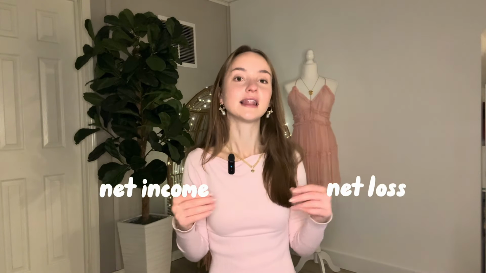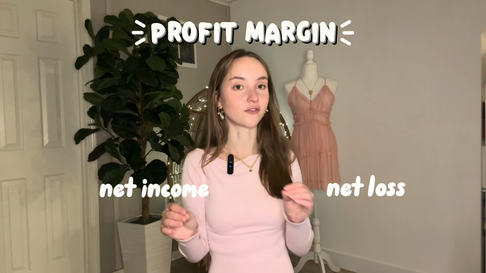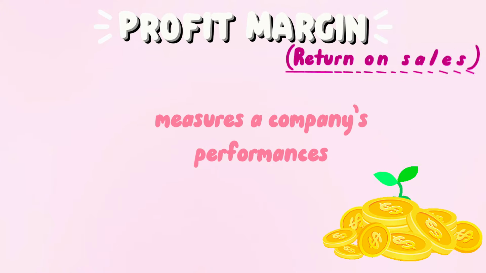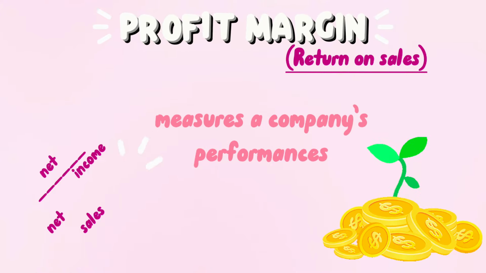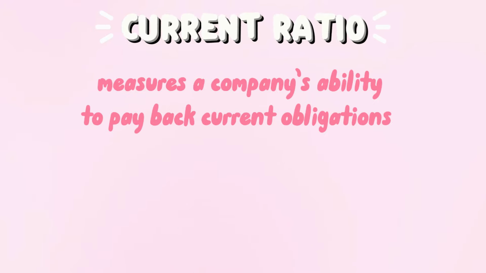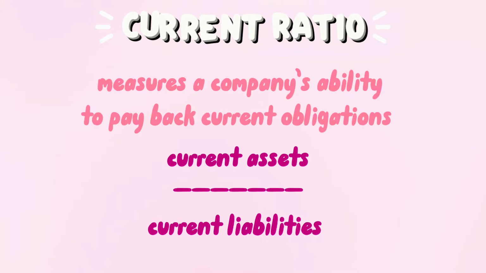Since we talked a good deal about income summary and finding out if our company worked on net income or a net loss, let's figure out how we calculate our profit margin, a good way to measure a company's results. Your return on sales is computed by dividing your net income by your net sales. Your second ratio is your current ratio that will show your ability to pay short-term liabilities. So divide current assets by current liabilities.